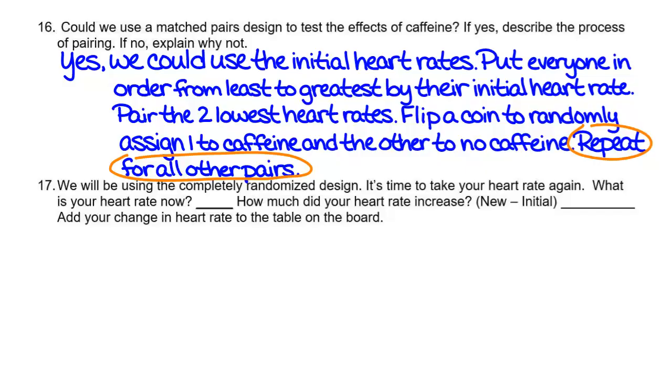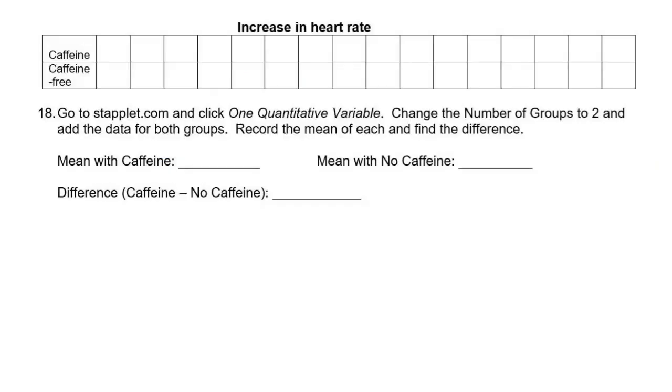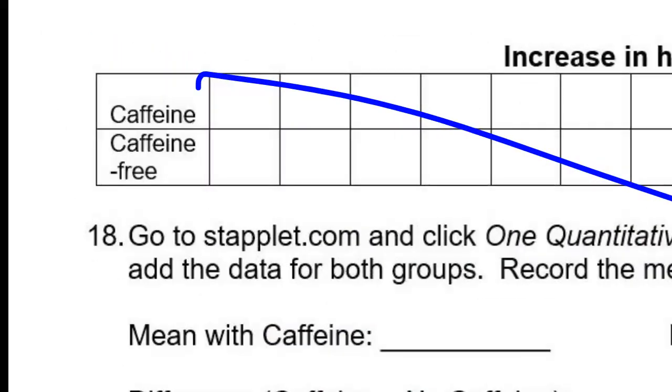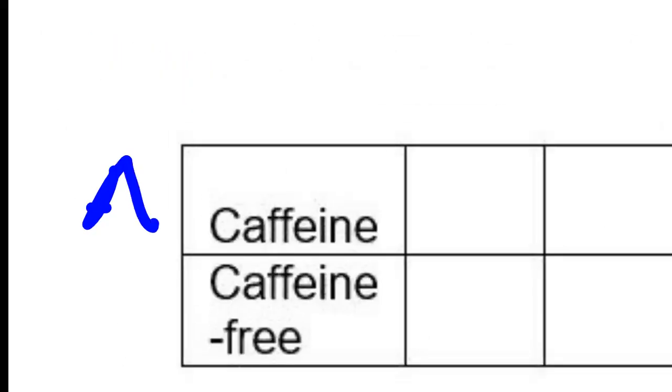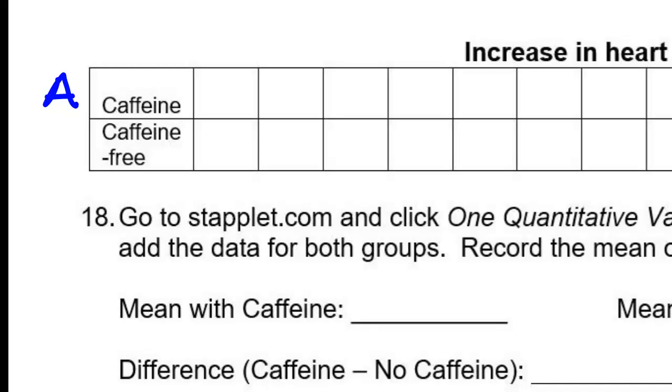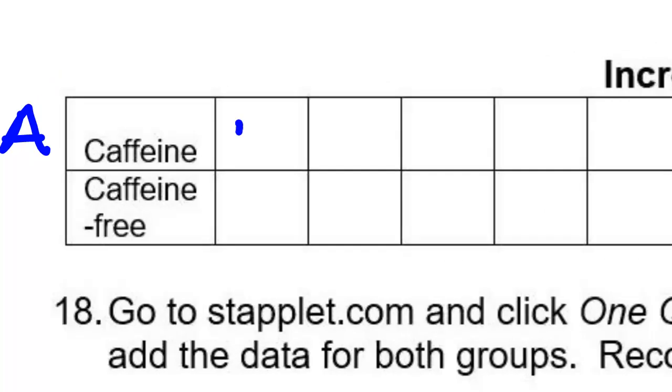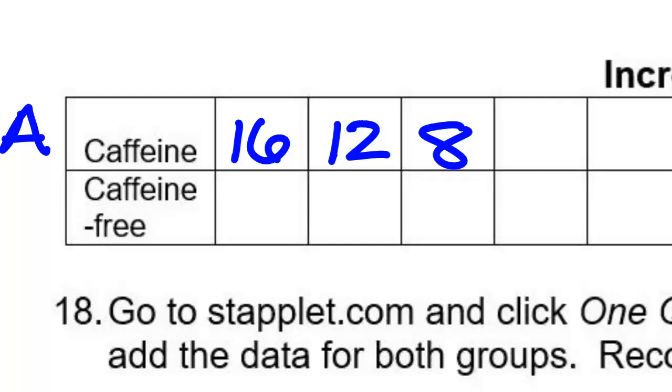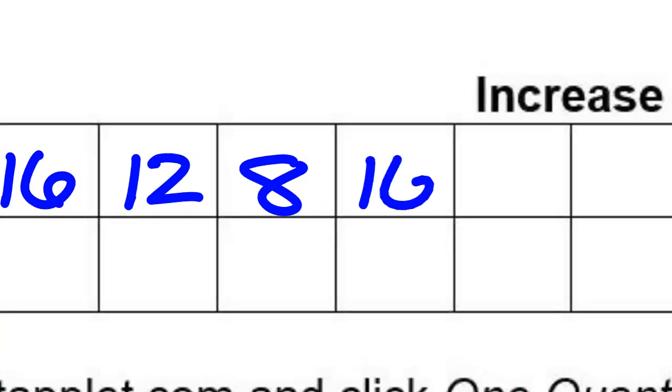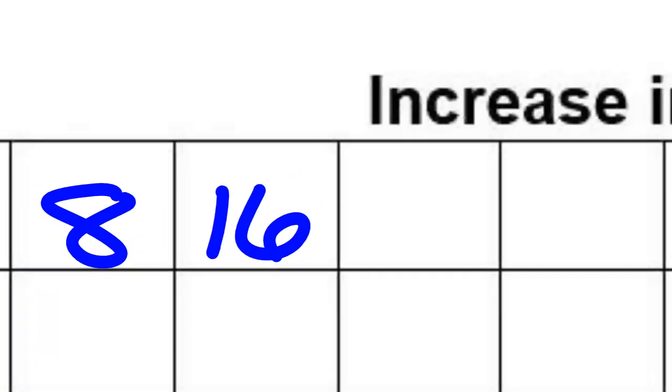So if you were in the caffeine group, go ahead and stand up for me. All right, this was my group A. As I move around the room, I want to know what was the difference, your final minus initial. So I'm going to start over here, Abe. You said 16? 16, Matthias. 12. Once you've given your number, you can go ahead and sit down. 8. 16. Jameer? 14.